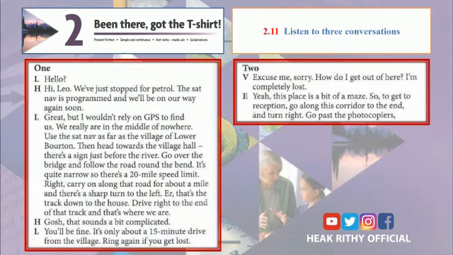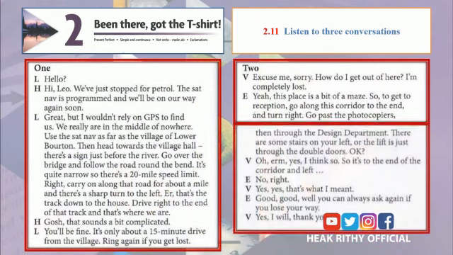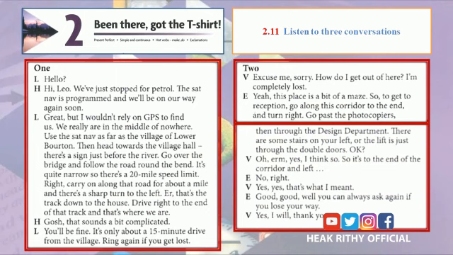Hello? Hi Leo, we've just stopped for petrol. The sat-nav is programmed and we'll be on our way again soon. Great, but I wouldn't rely on GPS to find us. We really are in the middle of nowhere. Oh. Use the sat-nav as far as the village of Lower Borton. Then head towards the village hall. There's a sign just before the river.